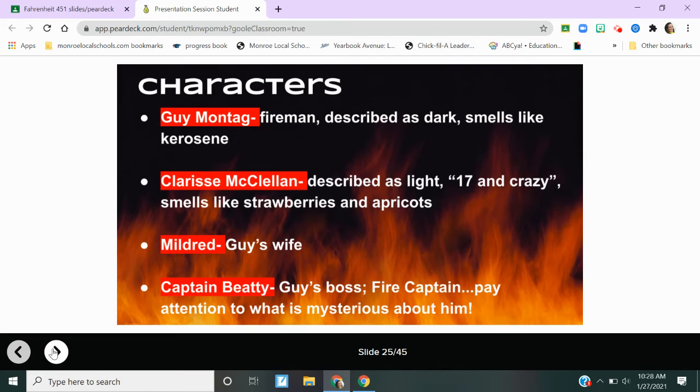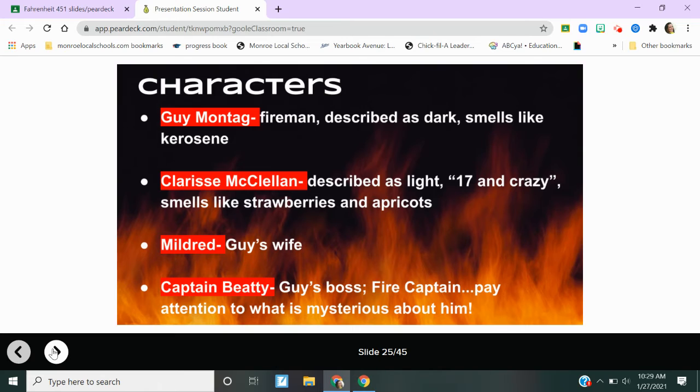The opposite is Clarice. She is 17 and crazy, is the way they describe her. She smells like strawberries and apricots as opposed to kerosene. Her skin is described as glowing like the moon. Every time she's present, she's like walking in the moonlight or there's some brightness, some white imagery. So just like in most literature, darkness describes the evilness or the shadiness, and anything with white and brightness is going to be your goodness in the book.